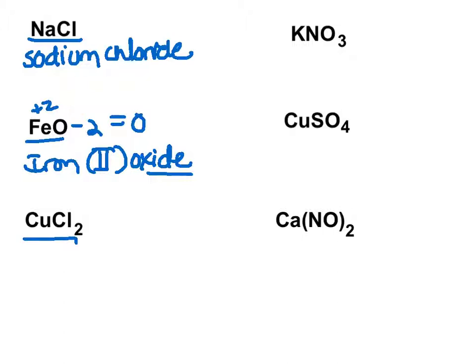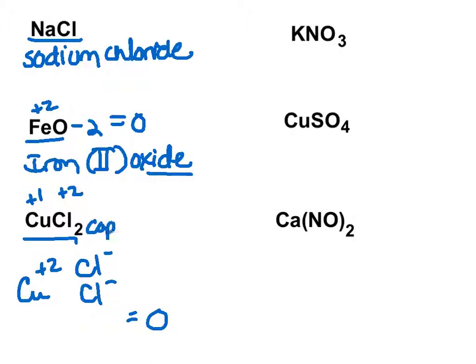Next compound, CuCl2. Again, copper can be +1 or it can be +2. Now, I know that chloride is always a -1, and there are 2 chloride ions in this compound. And if this is going to be a neutral compound, then the charge on my copper has to add up to a +2. That's going to make this compound copper 2 chloride. And those are all binary compounds.